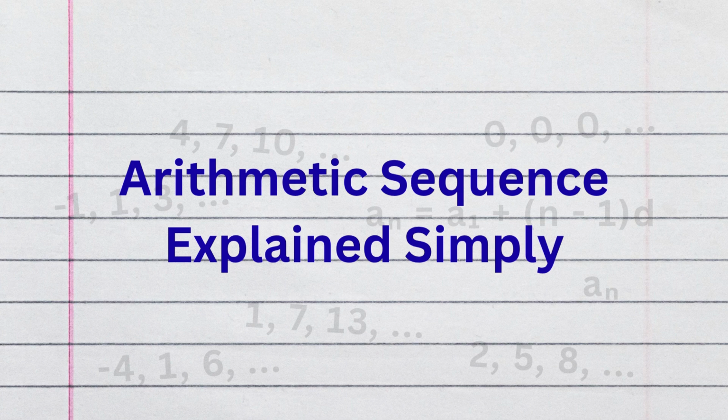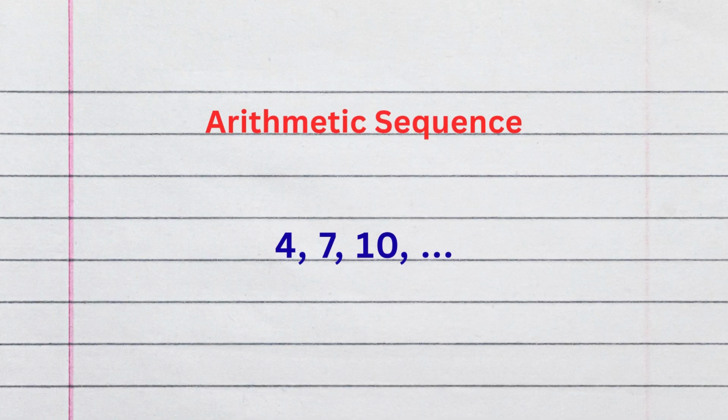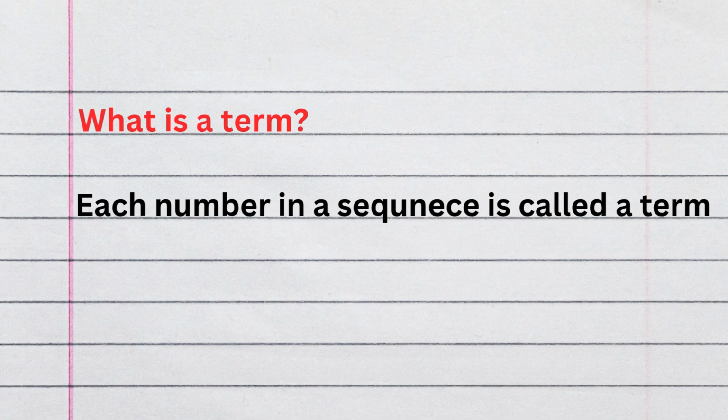In this video, we're breaking down arithmetic sequences, what they are, how to find the general term, and how to quickly calculate any term. Let's go! An arithmetic sequence is a list of numbers where each term increases or decreases by the same amount, called the common difference. But what is a term?